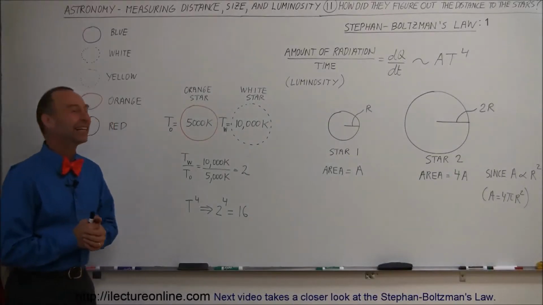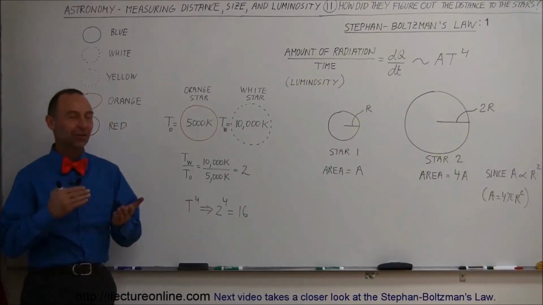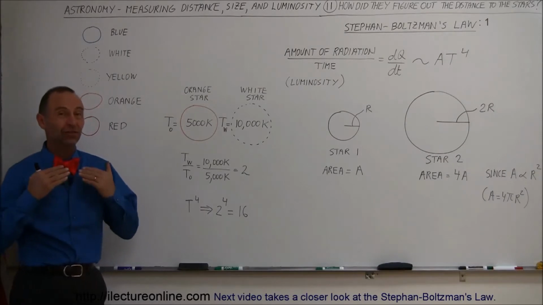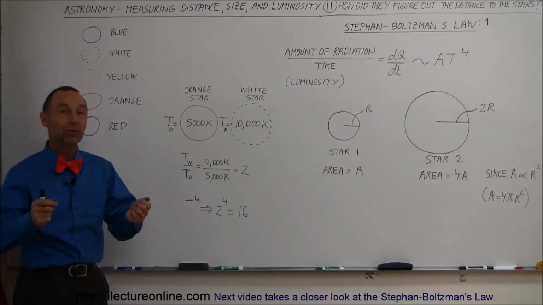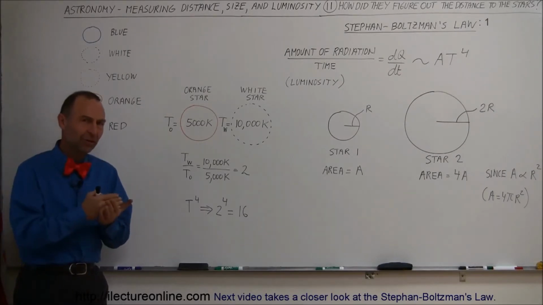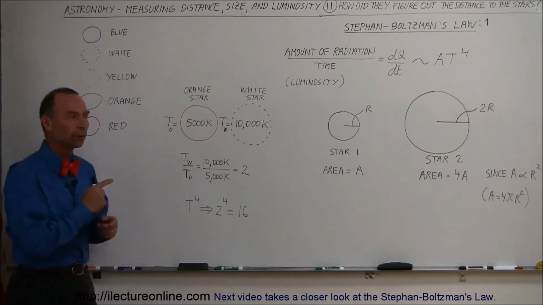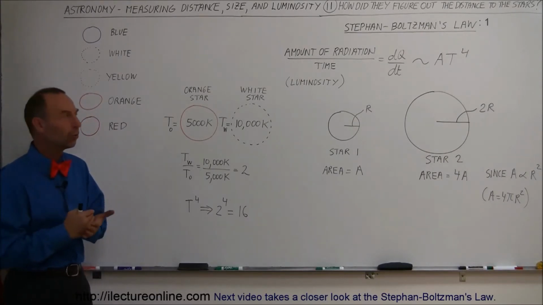Welcome to Lecture Online, and here's the second item that we really have to understand before we could figure out the distance to stars farther away than those we can measure with the parallax angle. In the previous video, we looked at Wien's law. Here we're going to look at what we call the Stefan-Boltzmann law.